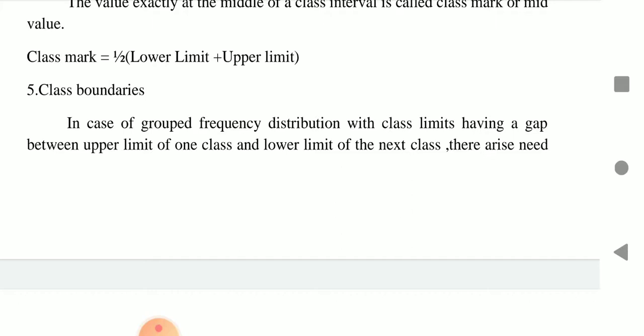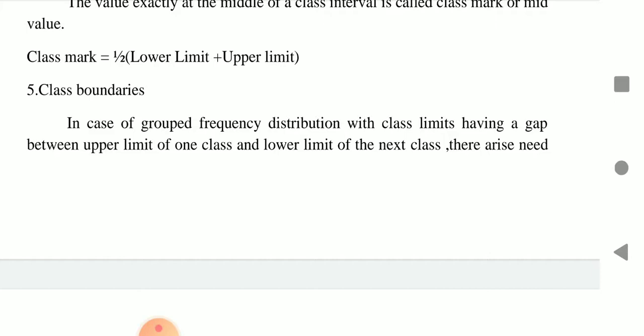Classes with a gap between the upper limit of one class and the lower limit of the next class are called inclusive classes. Both the upper limit and lower limit of the class are included in the same class itself. For example, 0 to 9, then 10 to 19, then 20 to 29. The upper limit of the first class is 9 and the lower limit of the second class is 10. There is a gap between them, and class boundaries arise in such cases.